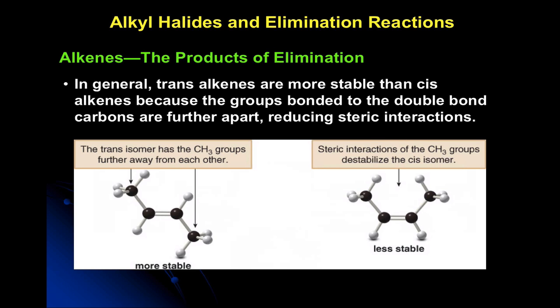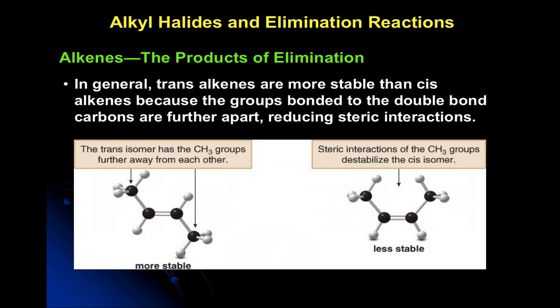Okay. So for example, here we've got a methyl group and we've got a hydrogen. Those are 2 different groups. Here we have a hydrogen and a methyl group, 2 different groups. And so we can have trans and we can have cis, right? And we talked about the trans being the more stable because these groups are actually farther apart.